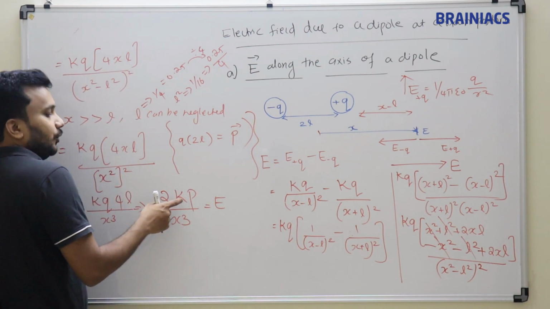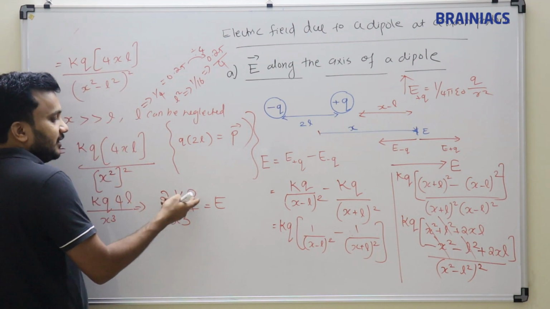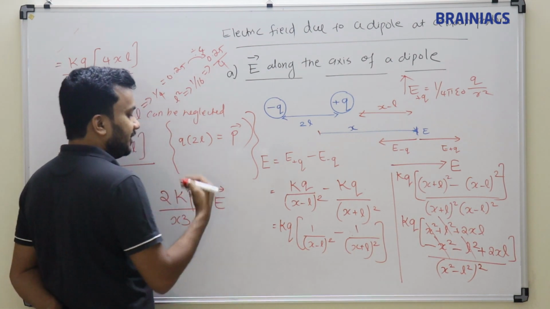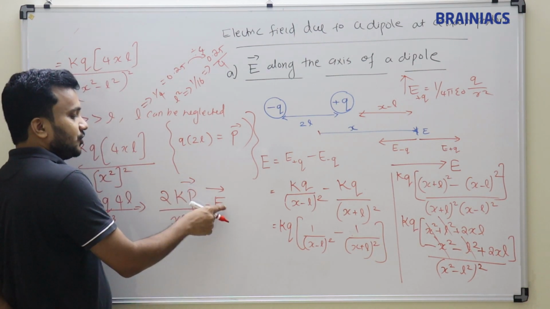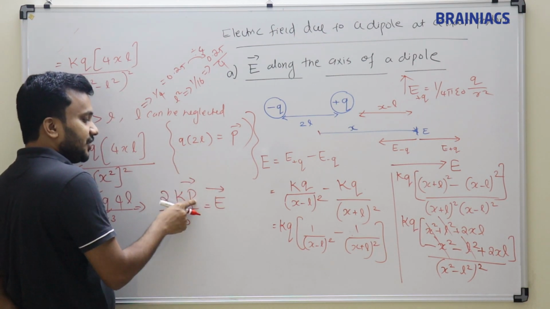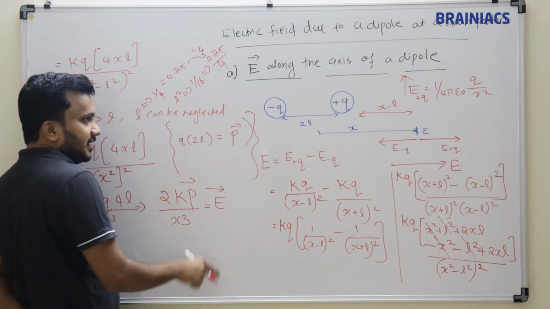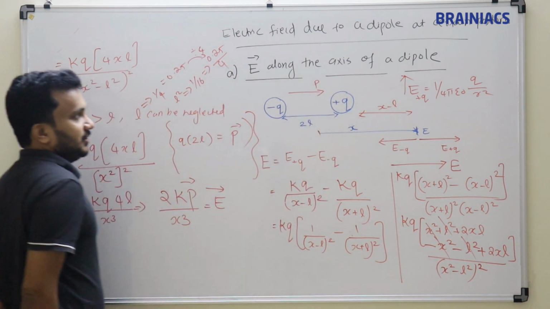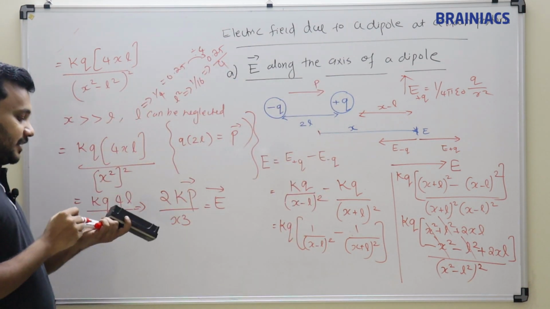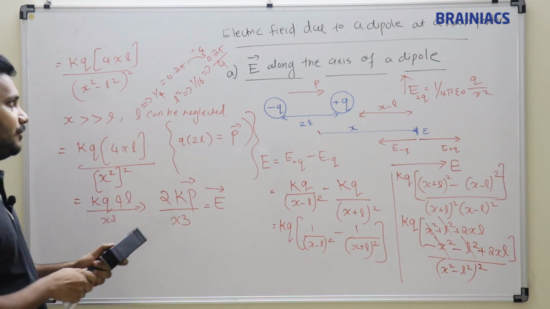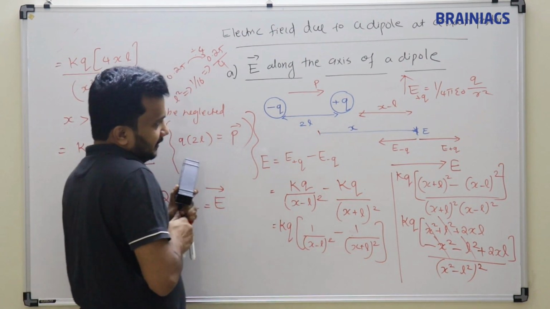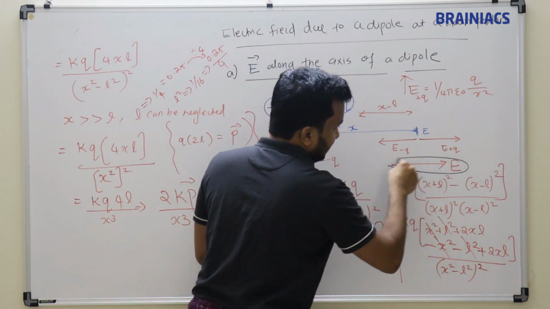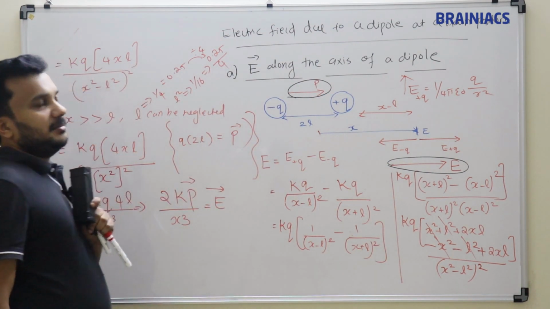If you look, K is a constant, x is a distance vector, and P is the electric dipole moment. The electric dipole moment is a vector quantity, and electric field is also a vector quantity. The direction of electric field intensity is decided by the direction of the dipole moment, which means in this case our final electric field is in this direction. The dipole moment is also in this direction. Both are in the same direction.